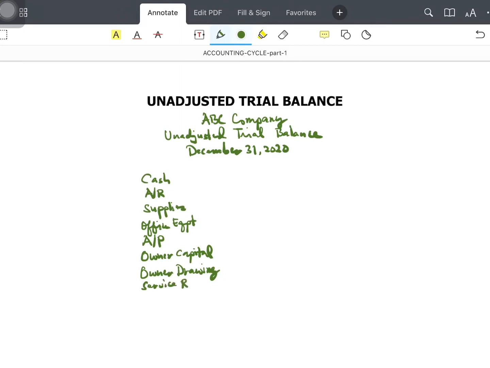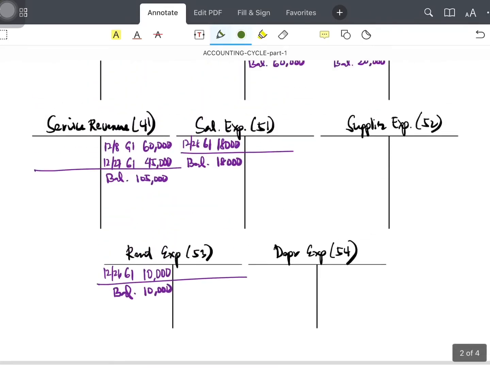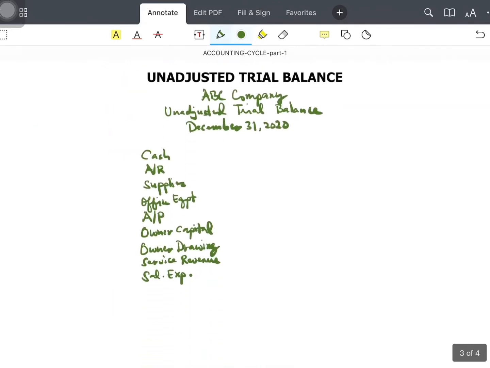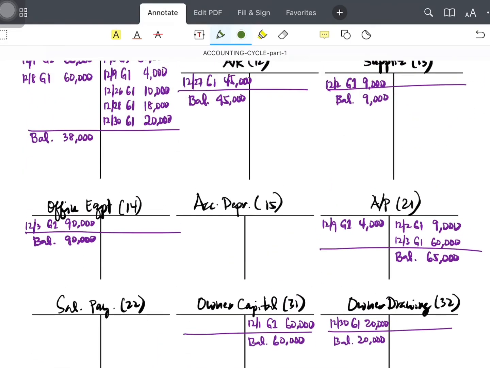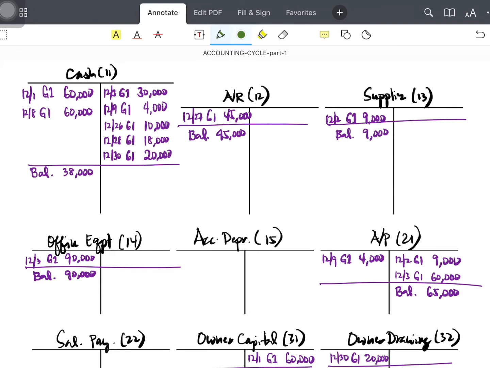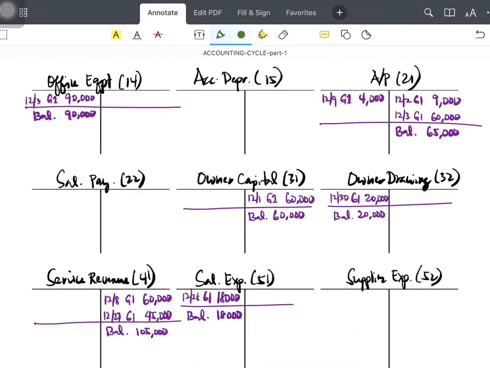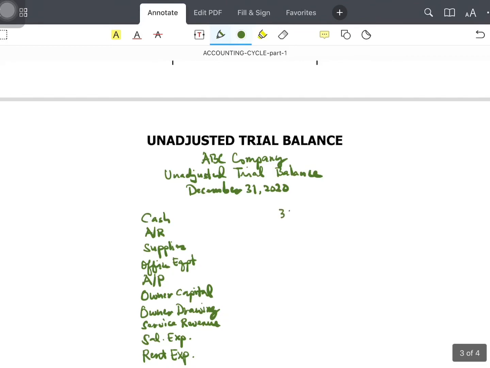Service revenue, salaries expense, and then rent expense. Write their balances on the side, debit or credit. Cash is 38,459. 38K, 45, 9. And the very first amount gets a peso sign.